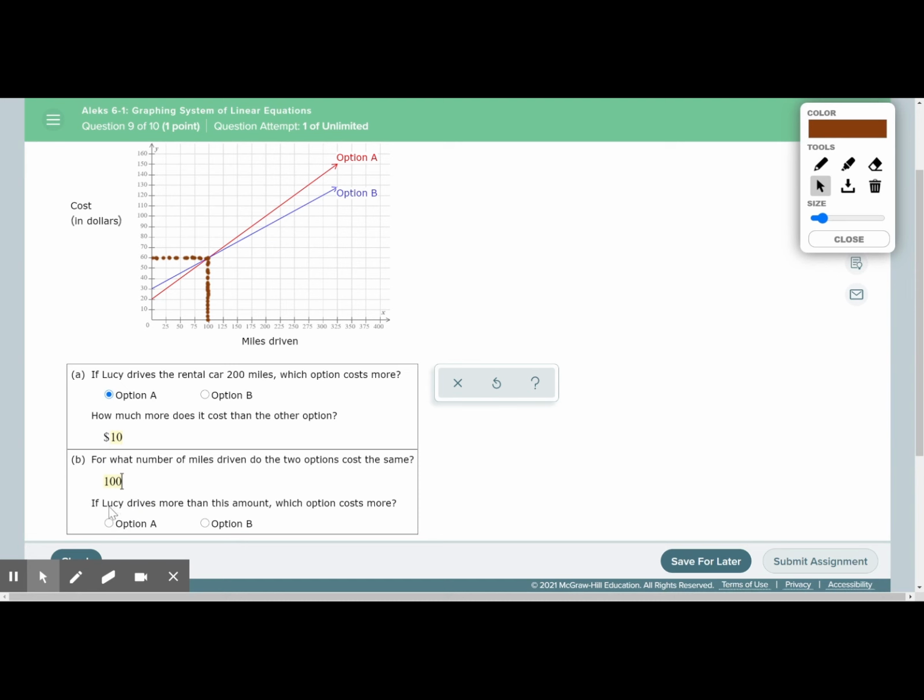And if Lucy drives more than this amount, which option costs more? So more than this amount, let's be generous. Let's say 300 miles. So we're going to look at 300 miles. Who's going to cost more, option B or option A? Obviously the higher you go, the more you're going to pay. For option A, you pay around $140, and for option B, you only pay $120. So option A will cost more when you drive more than 100 miles, and that's it.